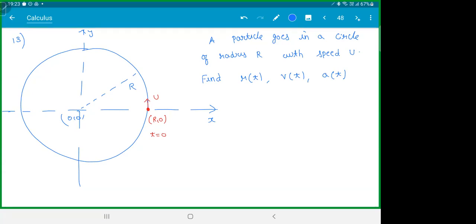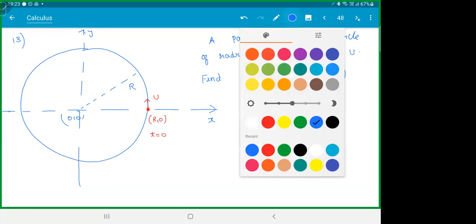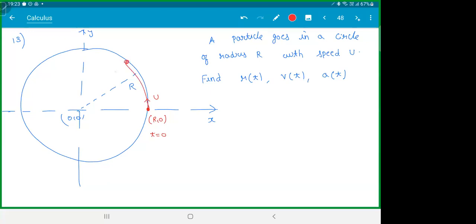I hope the question was clear. Initially, the particle, starting at r comma 0, is going in a circle. So after time t, it will be somewhere here. I want you to find the position vector, the velocity vector, and the acceleration vector as function of time t. Check.